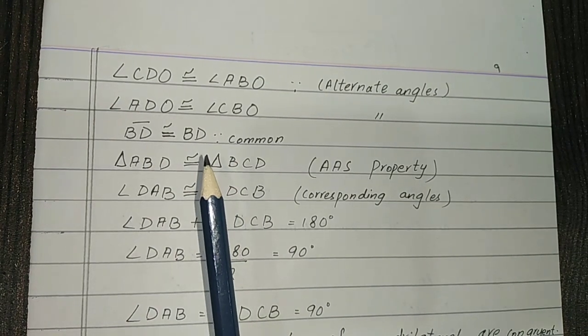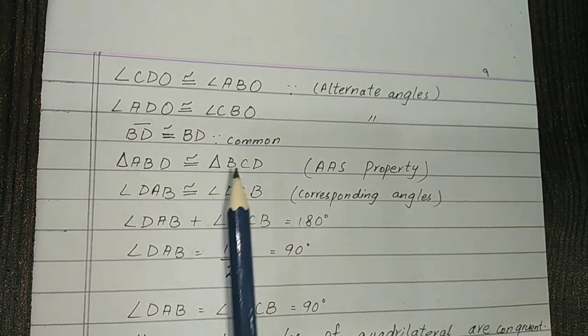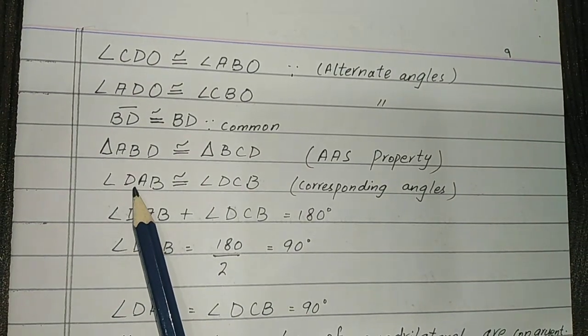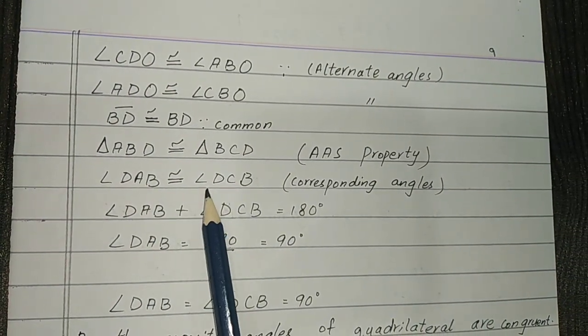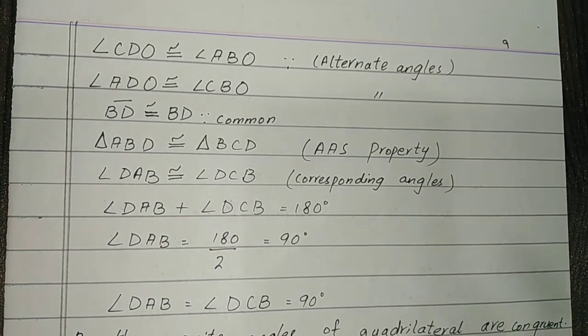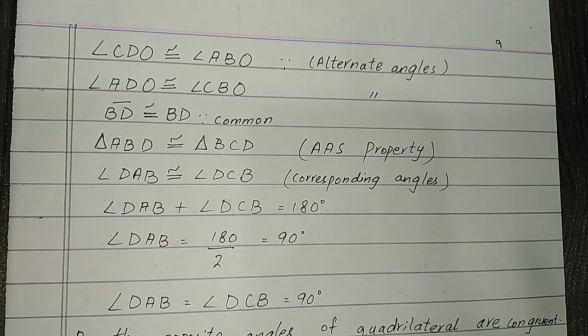So we have two angles and the side. We can say that triangle ABD is congruent to triangle BCD because two angles and one side are congruent. So by the AAS property, when two angles and one side are equal, then they are congruent triangles. Now on the other hand, we can say that angle DAB is also congruent to angle DCB because they are corresponding angles.